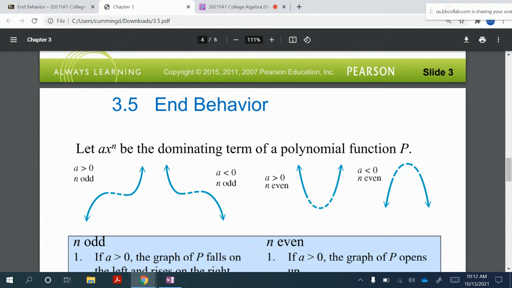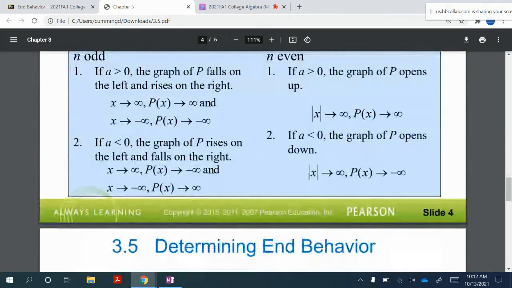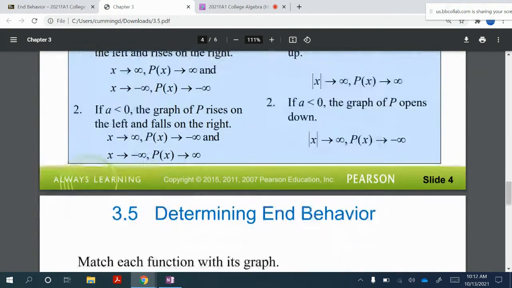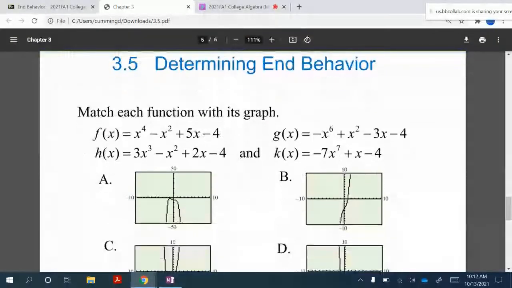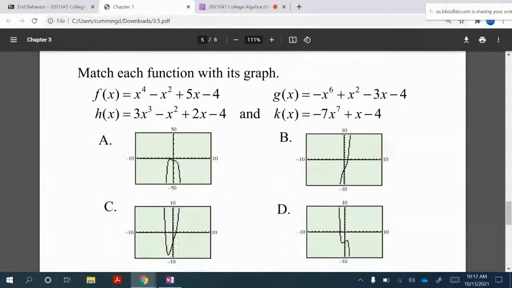Let's take a look at an example. Before we take a look at some examples and some more explanation, this is basically what we are going to attempt to do. We have 4 functions: an f of x, g of x, h of x, and k of x function. We're simply asked to match the graph with the function.